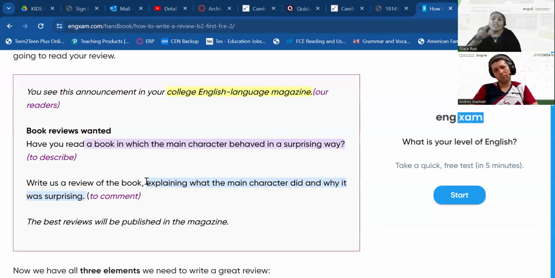Seguimos acá. Dice, okay, so you see this announcement in your college English language magazine.